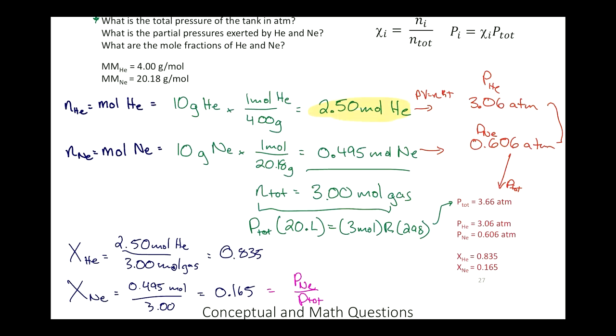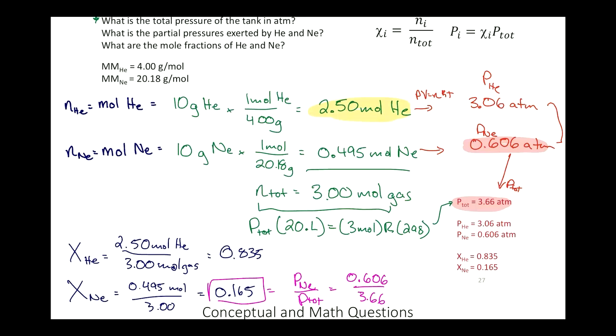So if I look at these values here, here's the partial pressure of neon. Here's the total pressure of the system. You can check for yourself: if you put these two numbers together, 0.606 atm over 3.66, you will still get 0.165, right? So the ratio of the pressures and the ratio of the mole amounts will both get you mole fraction. And that's, again, just a consequence of how our ideal gas law equation works.